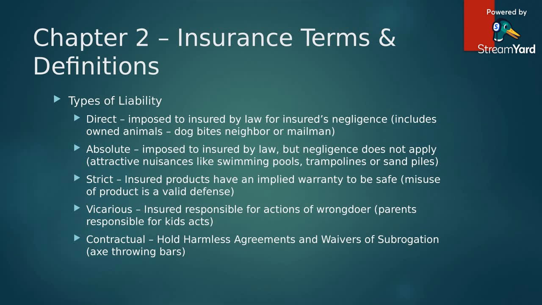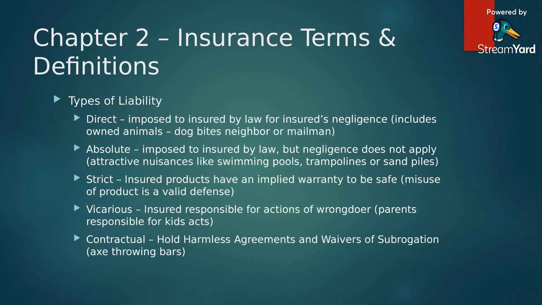The next type of liability we're going to talk about is vicarious liability. This is where the insured is responsible for the actions of the wrongdoer but didn't do it themselves, right? So the most common situation would be a parent being responsible for the actions of their children. You would also have employers being responsible for the acts of the employees while they're on the job, or general contractors for somebody that is doing a subcontract on their work site, right? Understand that the most common misconception here is that owned animals would be vicarious liability. Understand that that is a direct liability, not vicarious.